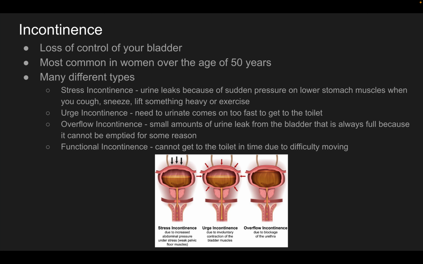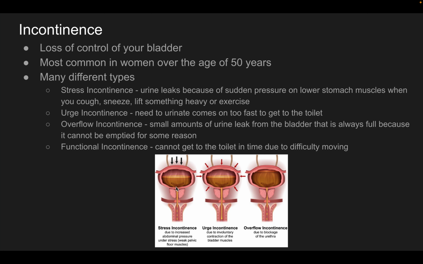Incontinence is really just the loss of control of your bladder. It can happen just due to age. Remember, you've got a couple sphincter muscles, one inside the bladder right here. The other is a muscular, sorry, they're both muscles, but this would be skeletal muscle. This is the one that you would control. So anytime this muscle gets damaged or weakened, it means that it's very difficult to keep the urine within the bladder itself.